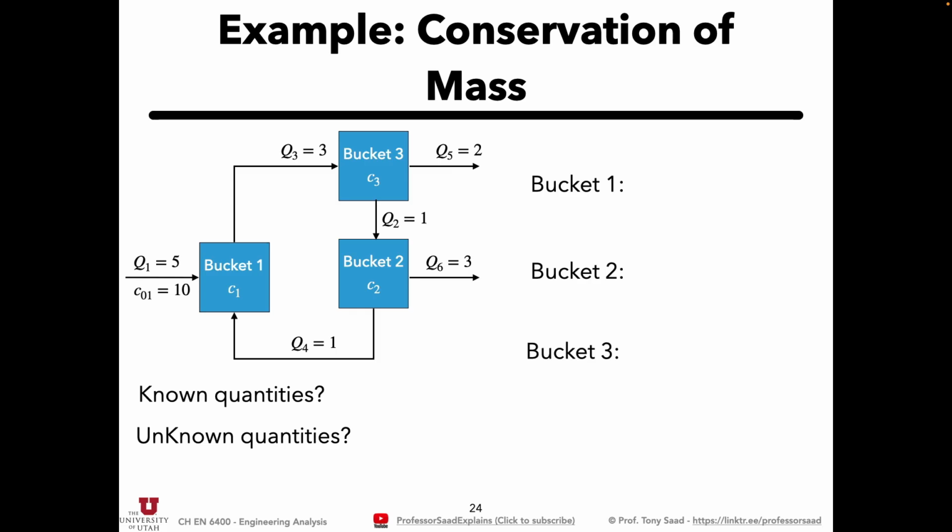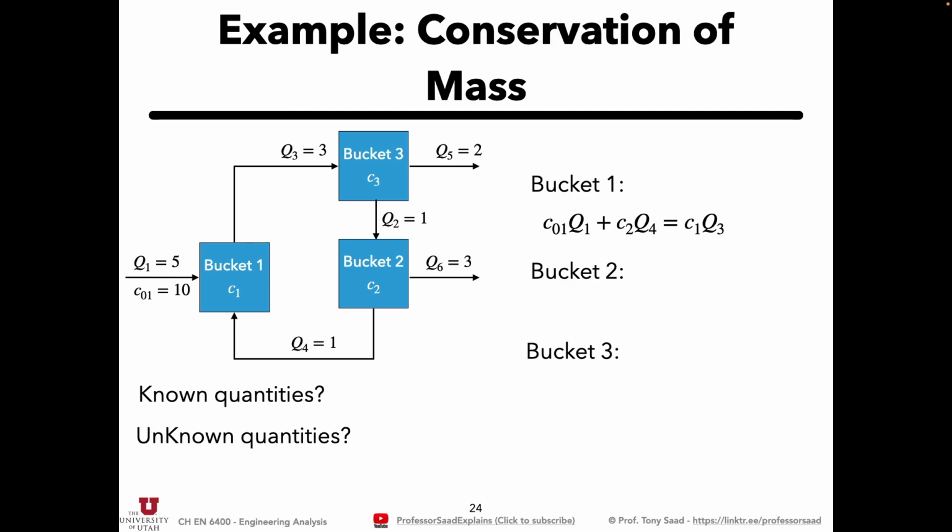I'll help you with the first one. So for bucket 1, we said at steady state, and this is all at steady state, inputs equal outputs. Forget everything else. I have bucket 1. What's coming in? Q1 times C01, or 50, plus Q4 times C2, right? So that's what's coming in, and there's nothing else coming in. And there's only one thing leaving, which is Q3 times C1. Agreed? So then the balance for that bucket 1 is inflow equals outflow: C01 Q1 plus C2 Q4 equals C1 Q3.